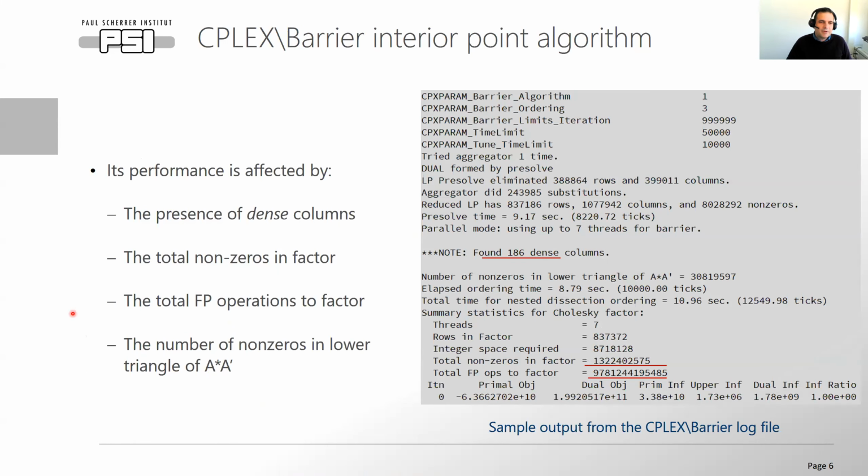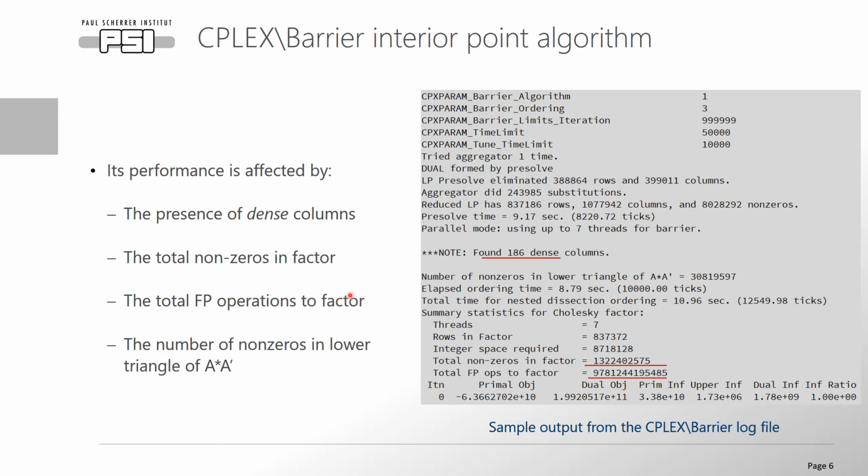And the performance of the barrier algorithm is influenced by these four main elements that we often see in the barrier log file. And I hope that this log file is visible. If it is not, then I will zoom. Please let me know, George or Paul, if this is visible. It is, yeah.